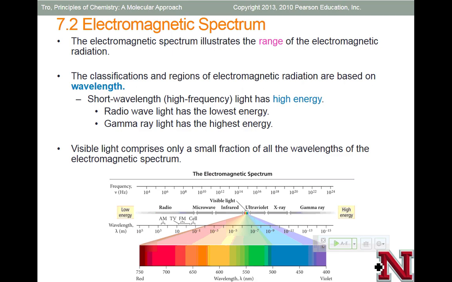For example, radio waves. Here's TV, FM, your cell phone is all in this part. AM is way down here. So that's your radio wave. Now those aren't dangerous to us. We have microwave, so when you're using your microwave, that's the energy of light you're using.